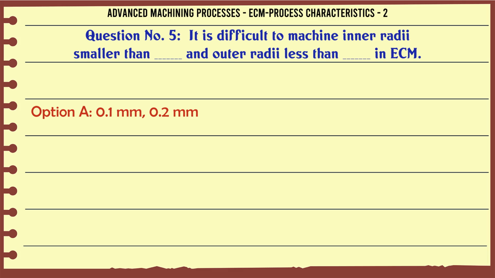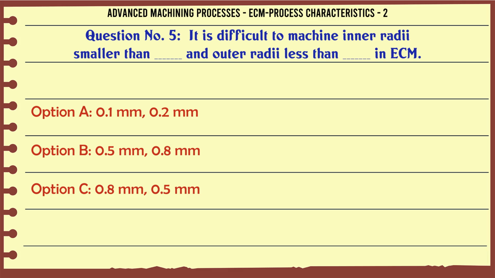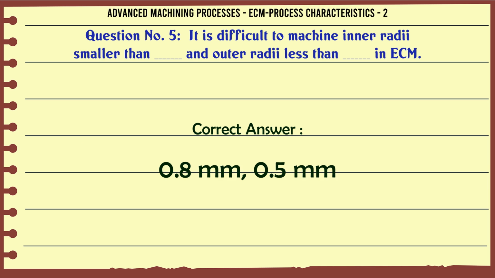It is difficult to machine inner radii smaller than and outer radii less than in ECM. A 0.1 mm 0.2 mm, B 0.5 mm 0.8 mm, C 0.8 mm 0.5 mm, D 0.2 mm 0.1 mm. The correct answer is 0.8 mm 0.5 mm.